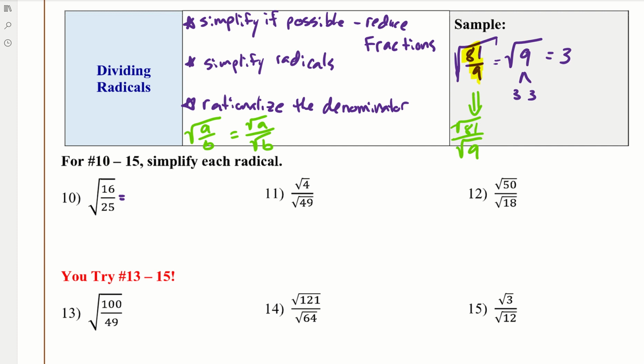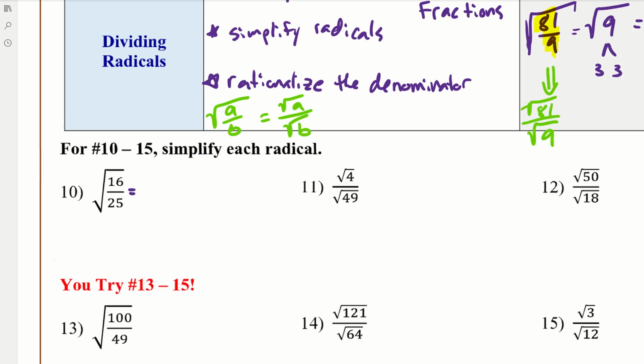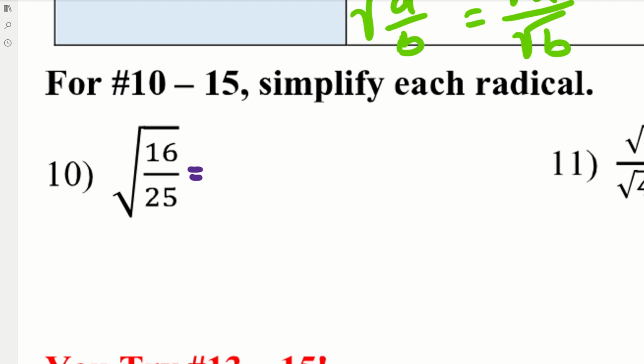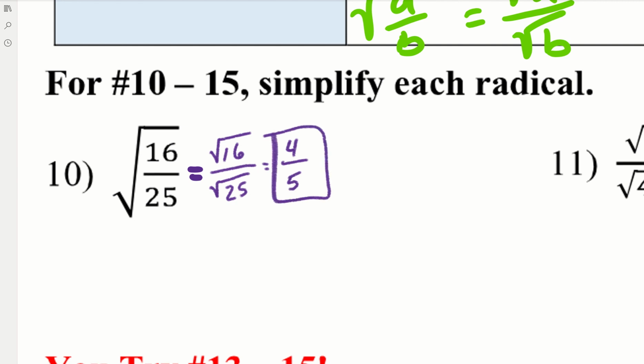So I'm going to zoom in over here. In this case, because 16 and 25 don't reduce, I'm going to break this up into 2 different radicals. I'm going to write this as square root of 16 over the square root of 25, and I'm going to simplify each of those radicals independently. The square root of 16 is just 4. The square root of 25 is just 5. Hey, I'm done. That is finished.